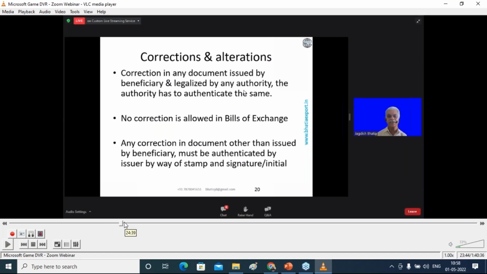Corrections in the documents issued by the beneficiary and legalized by any authority: the authority has to authenticate the same. That is again important. Suppose some documents which he has to get from an authentic person or agency, like SGS inspection you have done, for example, and any changes are there in the document, that agency has to make the endorsement of the changes, otherwise that will not be considered.